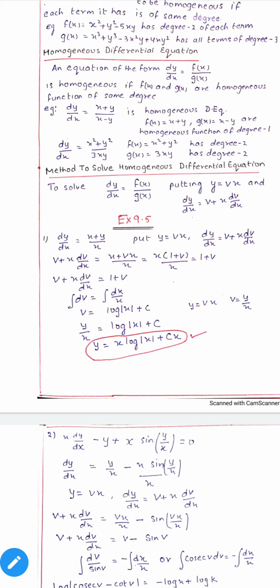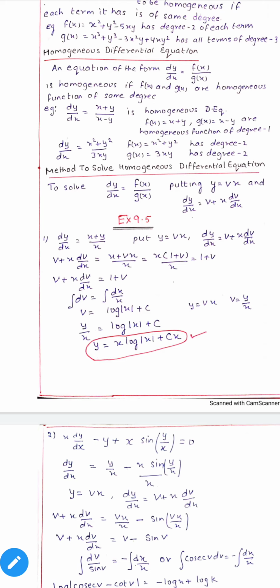Method to solve homogeneous differential equation. To solve a homogeneous differential equation, we put y = vx and dy/dx = v + x dv/dx.